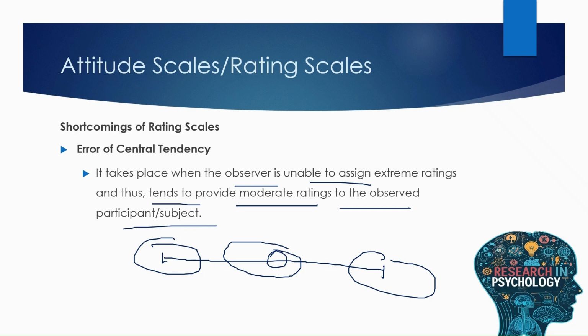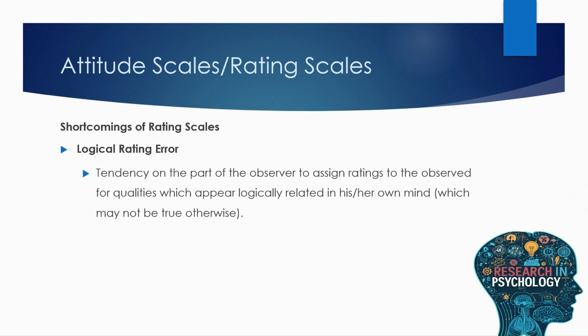So this kind of neutral response is called error of central tendency. Then finally, we have logical rating error. This is a tendency on the part of the observer to assign ratings to the observed for qualities which appear logically related in his or her own mind, which may not be true otherwise.